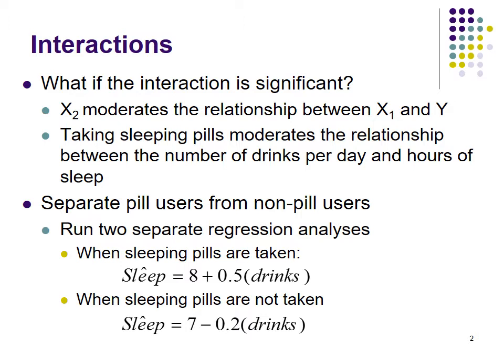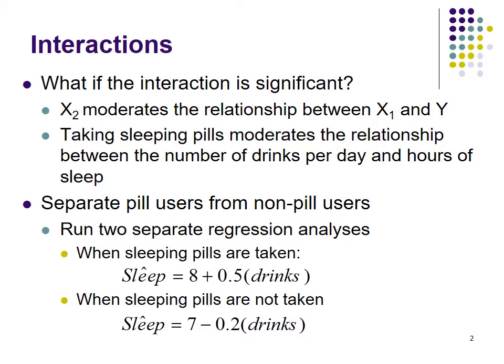The first thing we can do is look at whether that moderator is categorical. When it's a categorical moderator, it's fairly easy to figure out the relationship. We can just split the data set and look at pill users versus non-pill users. So we can run two separate regression analyses, a regression analysis of alcohol on sleep when they are non-pill users versus when they are pill users.